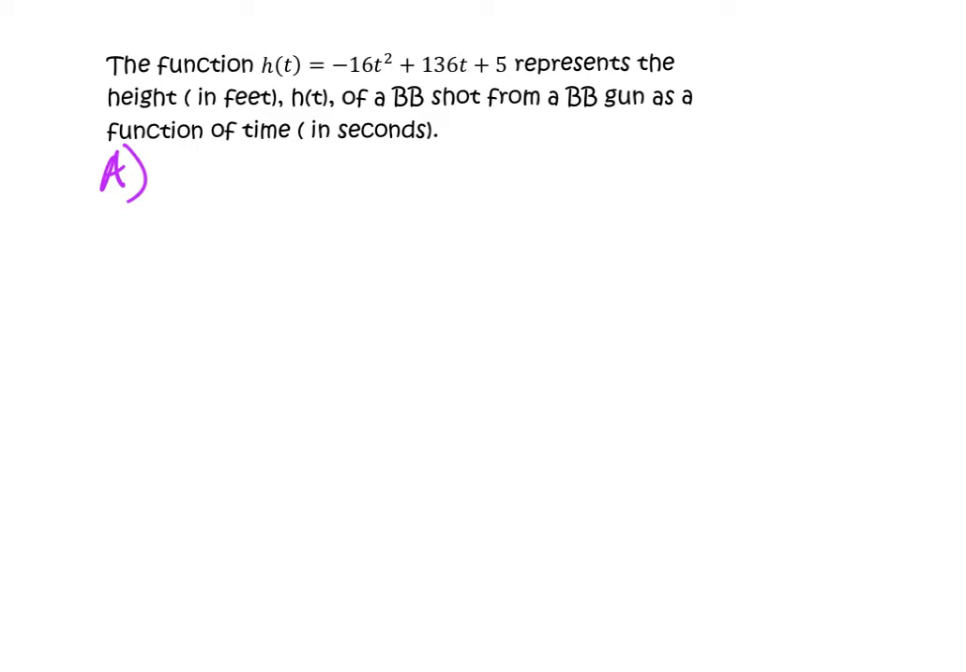When you throw an object or shoot an object up into the air, and you chart how high it is for the time that it's in the air, this is called projectile motion. So this function represents the height in feet of a BB shot from a BB gun as a function of time in seconds. So we're going to do a couple things with this today.